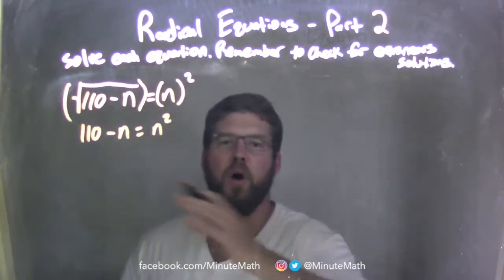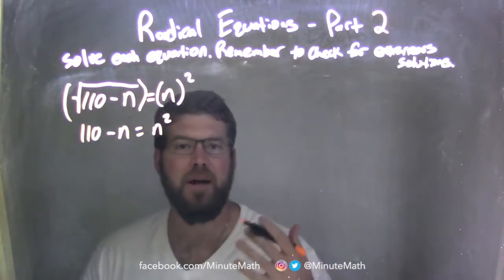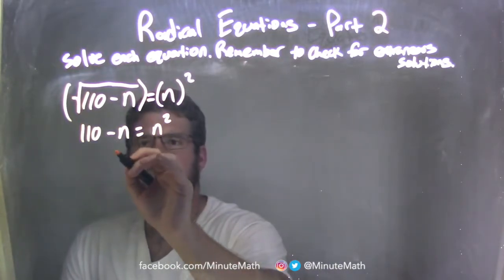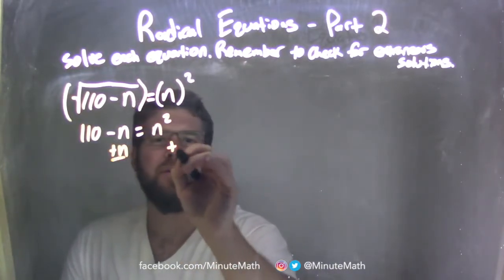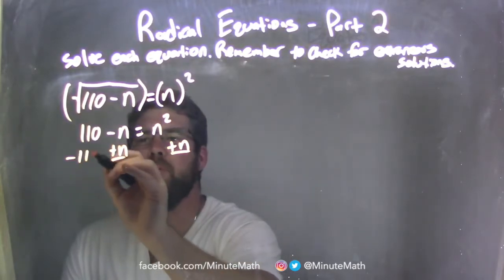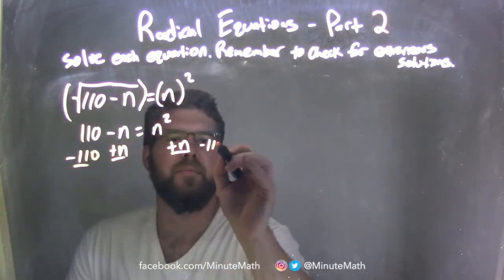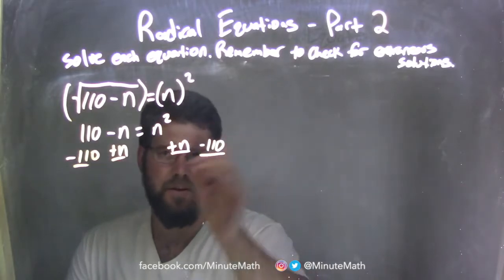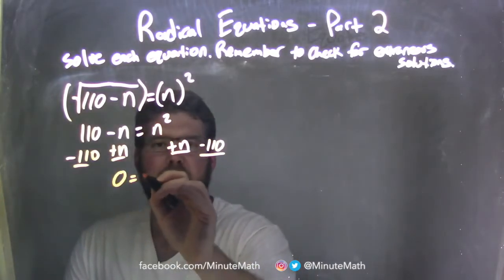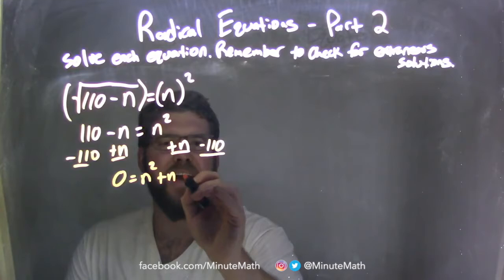Now, I'm going to get everything over to one side and set it equal to 0 so I can factor. So I'm going to add an n to both sides here, and I'm going to subtract 110 from both sides. And then I imagine there's some zeros there. So I have 0 equals n squared plus n minus 110.